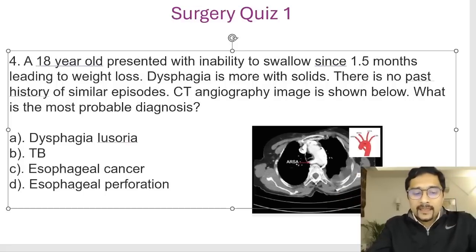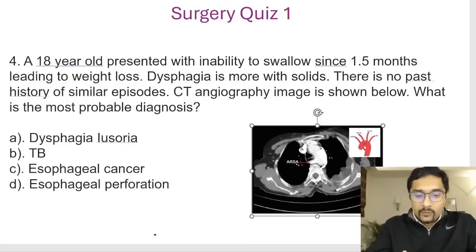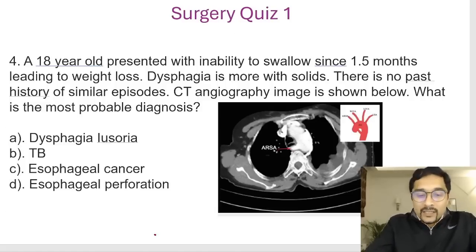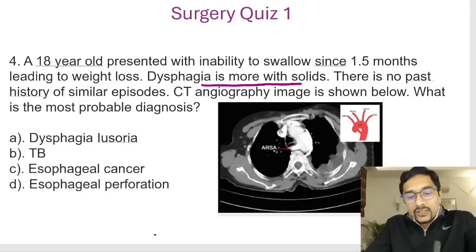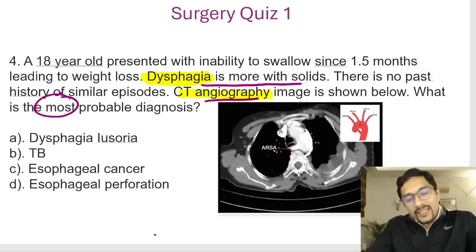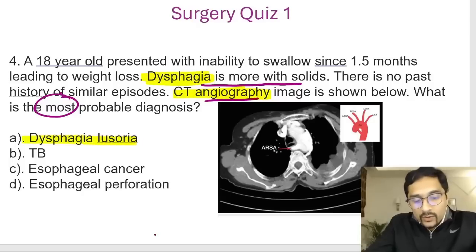The fourth question is an 18-year-old who presented with inability to swallow since last 1.5 months, leading to weight loss. Dysphagia is more with solids, and there is no past history of similar episodes. CT angiography is shown. What is the most probable diagnosis? So the patient is coming with dysphagia, and if they are showing you the CT angio, they are indirectly hinting that it has to be a vascular cause. And there is only one vascular cause which gives rise to dysphagia, and that is dysphagia lusoria.